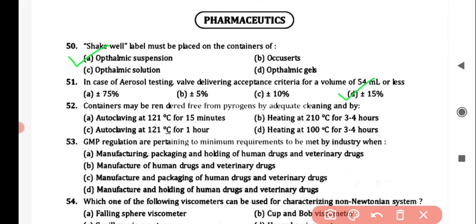Next question is, containers may be rendered free from pyrogens by adequate cleaning, and why? And the correct answer is option B, by heating at 210 degrees Celsius for 3 to 4 hours. Next question is, GMP regulations pertain to minimum requirements to be met by industry when? And the correct answer is option A, when manufacturing, packaging and holding of human drugs and veterinary drugs.